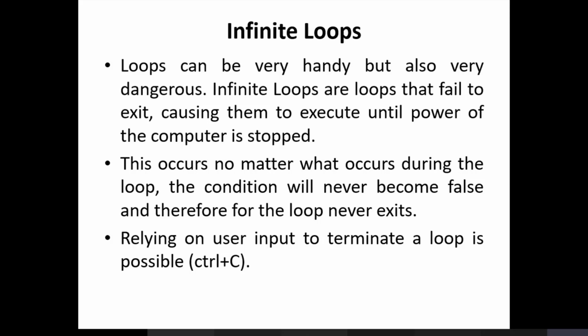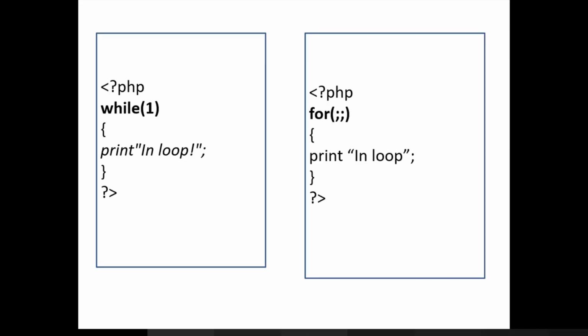So what is the mechanism behind the infinite loop? The condition of the loop will never become false. It is always true. And as the condition stays true, it keeps on iterating multiple times and that becomes the infinite loop. Relying on user input to terminate a loop is possible. So if you still want to forcefully terminate that particular loop, you can press Ctrl C to forcefully terminate the loop.